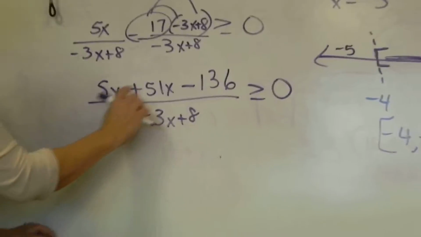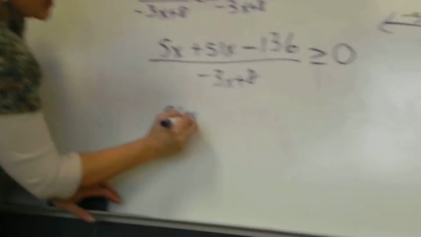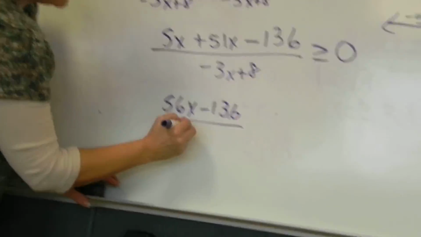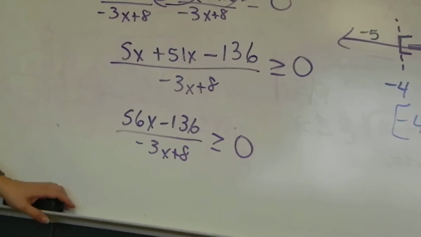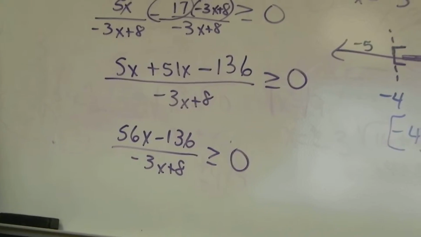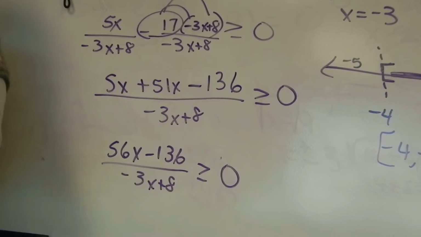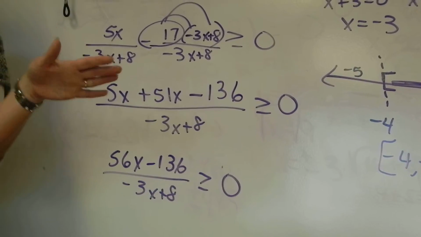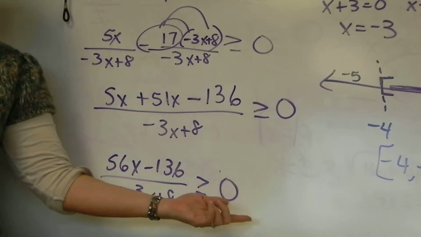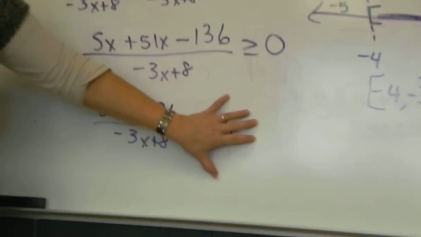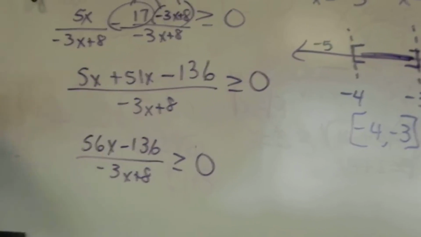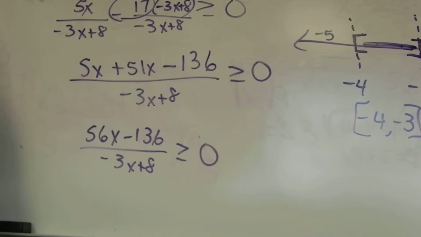All right, then combine your like terms. We have 56x's and -136 over -3x plus 8. Okay, once you get it into one fraction, now listen, your problem may start out like this. You may already have it equal to 0. If so, that's kind of a gift, so it makes it easier and more time efficient. If it's already equal to 0, then you've skipped all that step you won't have to do, right?